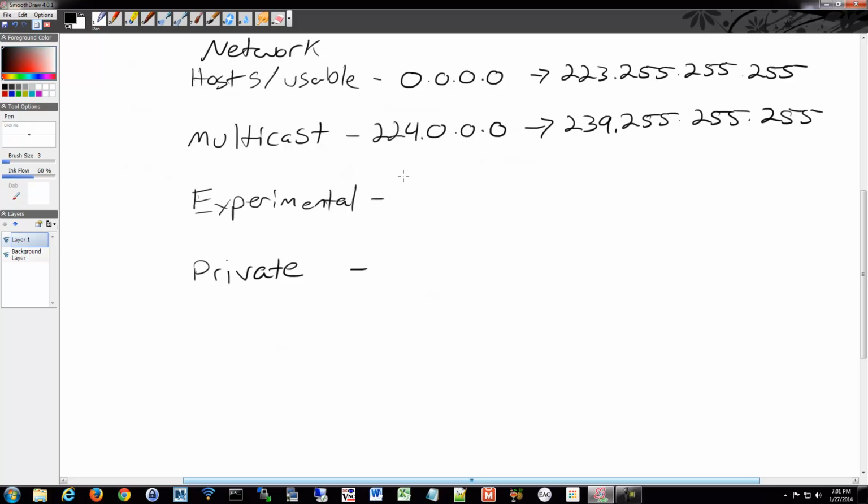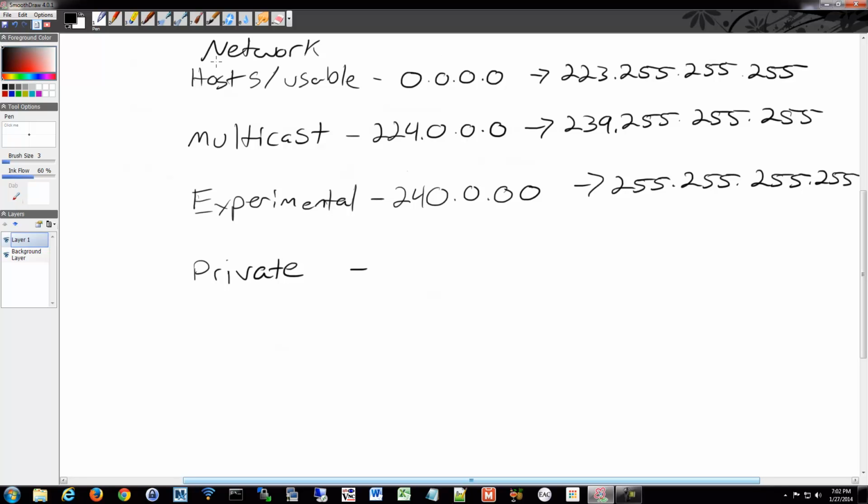So the experimental, those were blocked off at the beginning of IP, and you can take a look at some of the RFCs. I'll write them down in a second. Those were blocked off for future use. Unfortunately, that future use really never came, and we've switched over to IPv6. So these are basically unused addresses that were supposed to be used at some point, but really weren't. So anything from 240 and up really is for that experimental block of addresses that were supposed to be used in the future. So those are essentially unused.